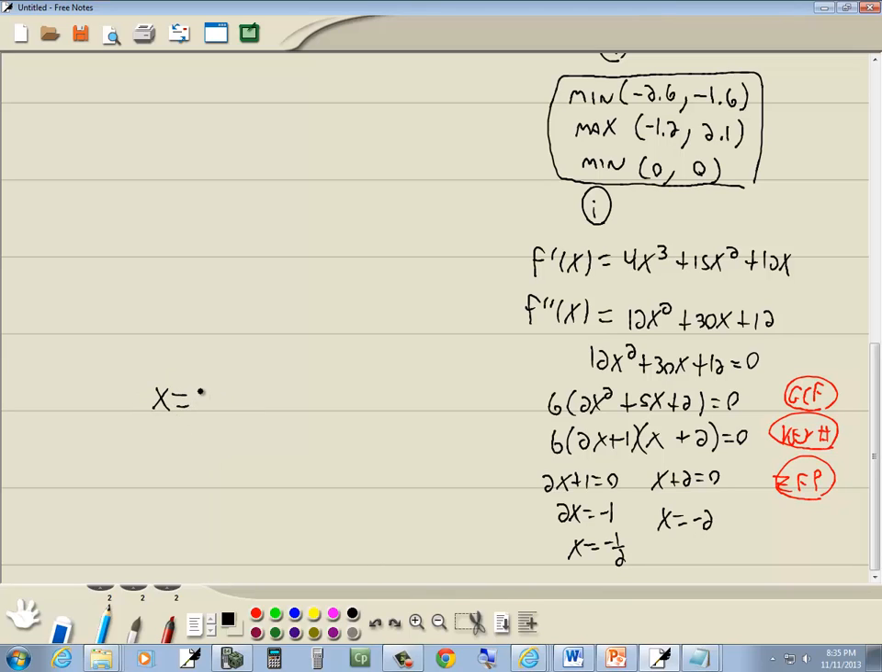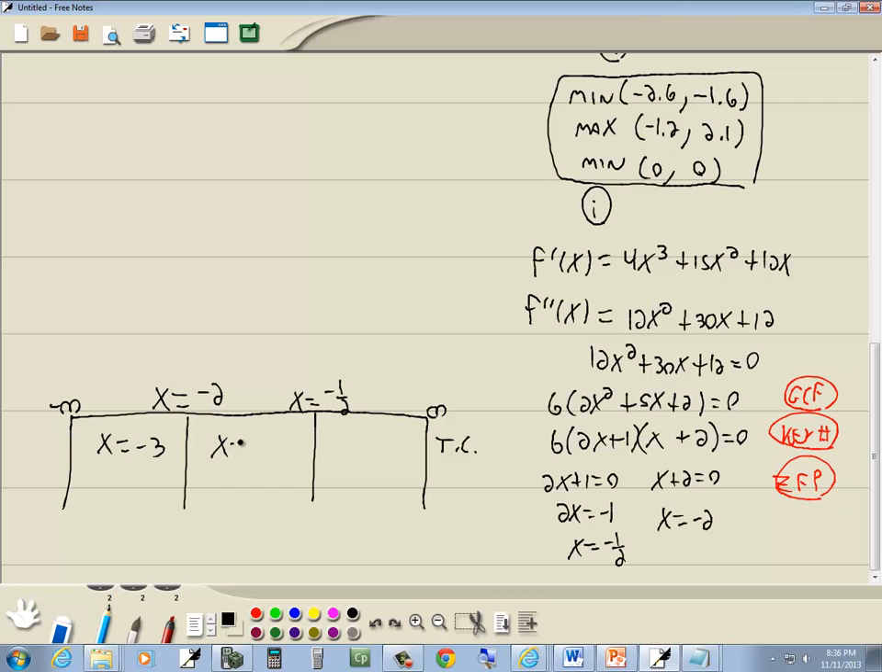I want to build our table of intervals. So negative 2 is our smallest one, and then negative 1/2 is here. Clear over here is negative infinity, clear over here is positive infinity. Want to choose test cases, something between negative infinity and negative 2, like negative 3. Something between negative 2 and negative 1/2, like negative 1. And something greater than negative 1/2, like 0.